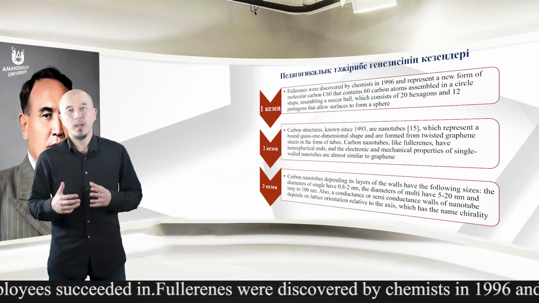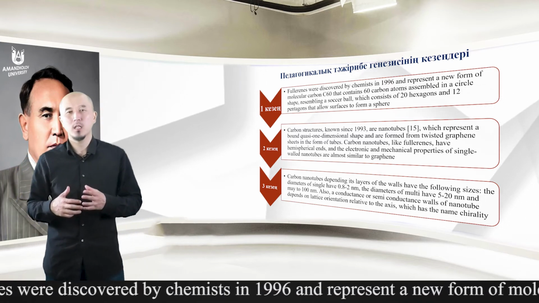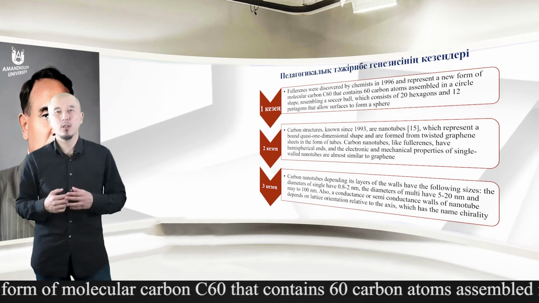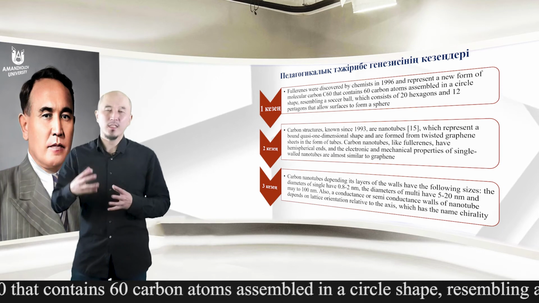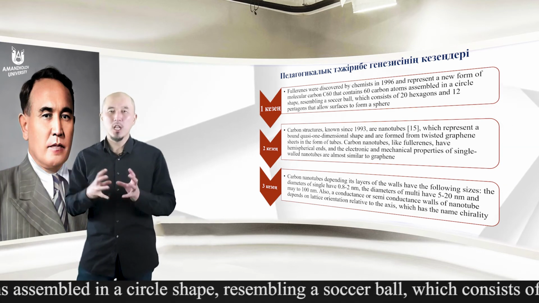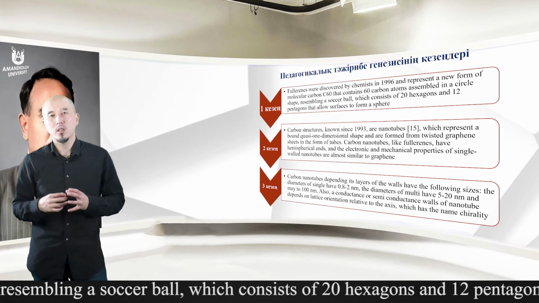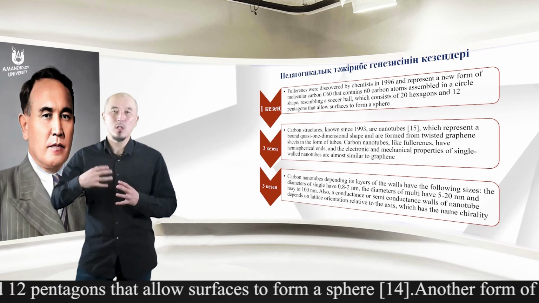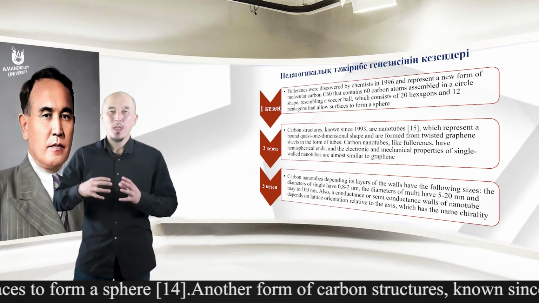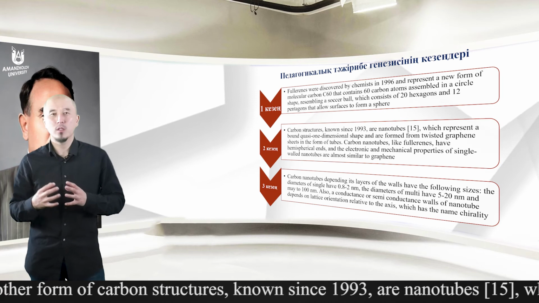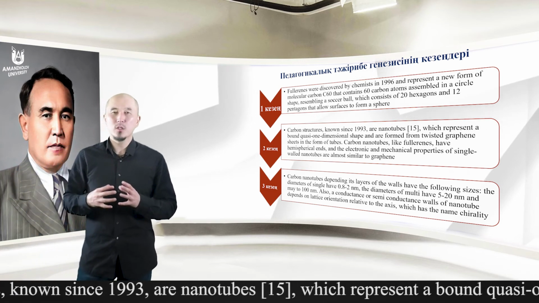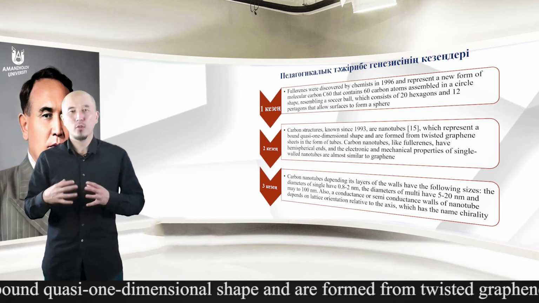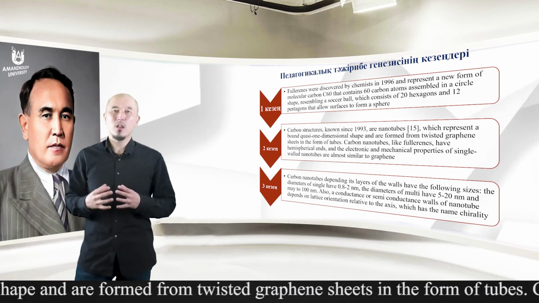Fullerenes were discovered by chemists in 1985 and represent a new form of molecular carbon, C60, that contains 60 carbon atoms assembled in a circle shape resembling a soccer ball, which consists of 20 hexagons and 12 pentagons that allow the surface to form a sphere. Another carbon structure, known since 1991, is nanotubes, which represent quasi one-dimensional shapes formed from twisted graphene sheets in the form of tubes.